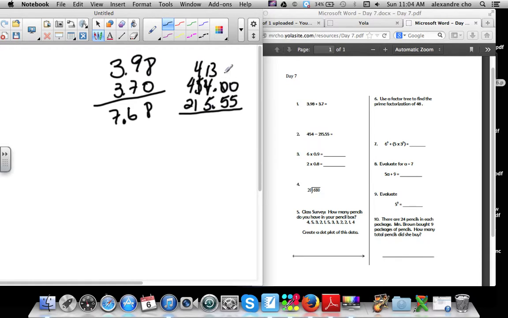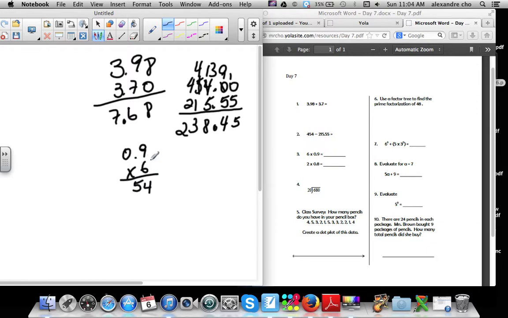That's a 10, which becomes a 9. And finally, the last one's a 10. 10 minus 5 is 5. This is a 4. Bring the decimal down. 13 minus 5 is 8. 4 minus 1 is 3. And your answer is 238.45.